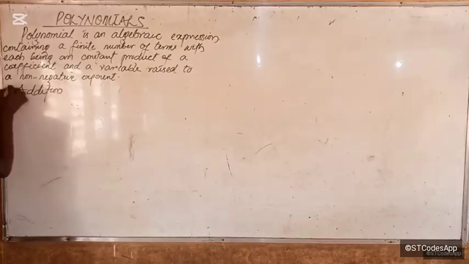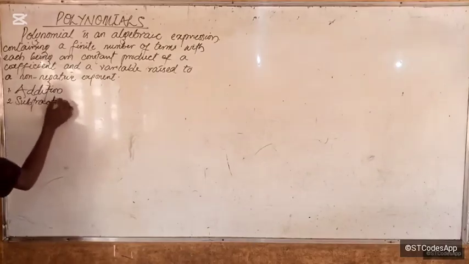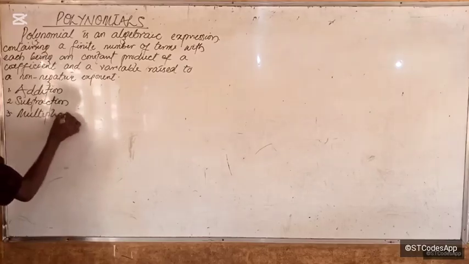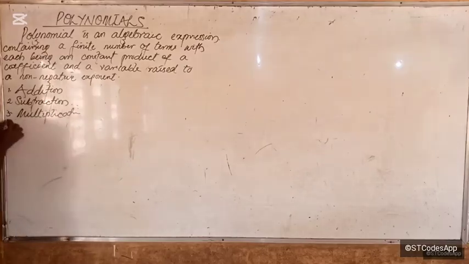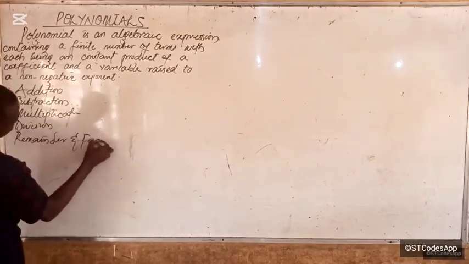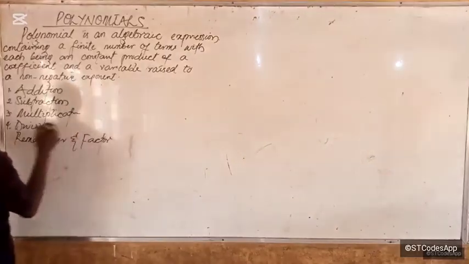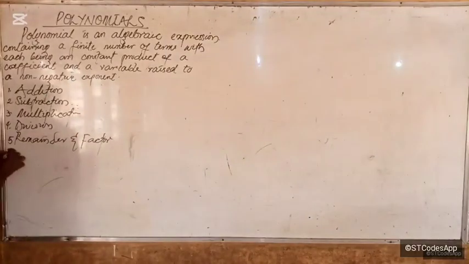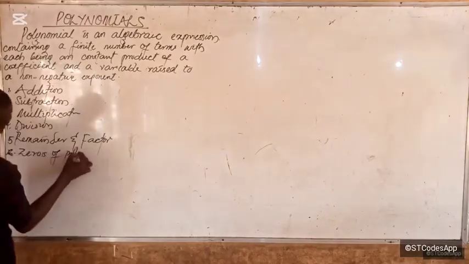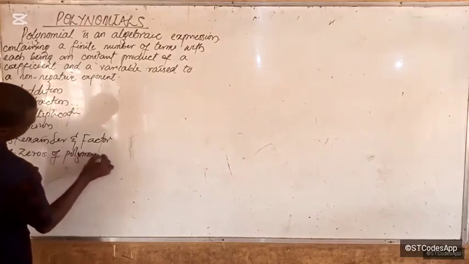We're going to be dealing with the subtraction of polynomials. We're going to be dealing with the multiplication of polynomials. We're going to be dealing with the division of polynomials also. Then we'll deal with remainder and factor theorems. We also deal with zeros of polynomials. Number 6, zeros of polynomials. All right.